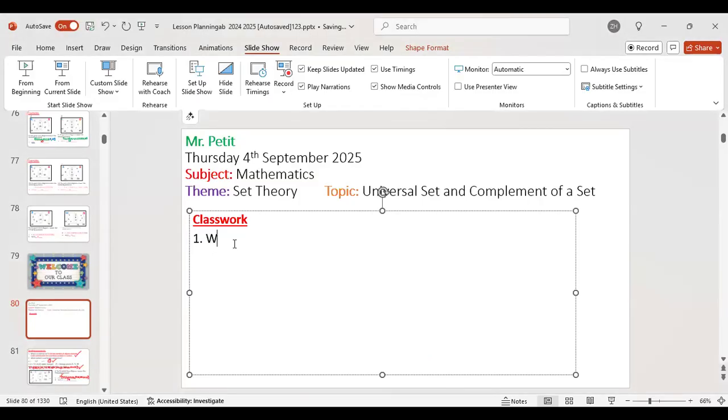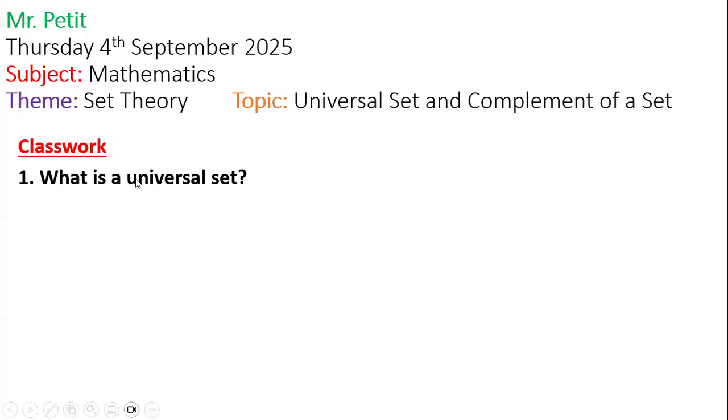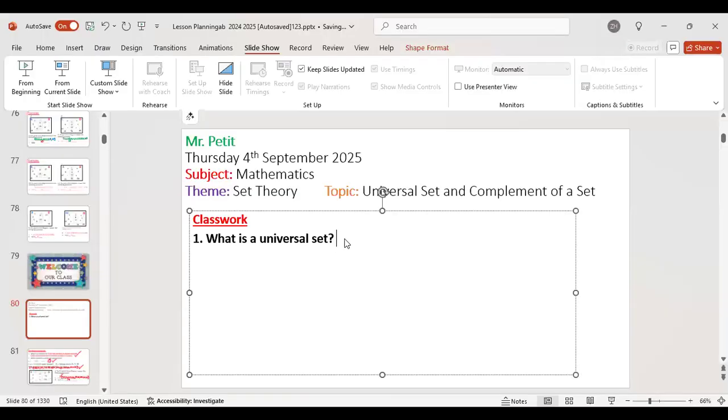All right, so number one, the first question is, what is a universal set? That's what we did yesterday. So you have to look in your notes. Can someone tell me from the notes from yesterday, what is a universal set? The universal set is a set that contains all objects or elements under consideration for either a problem or another. Very good. So that's the correct answer right there.